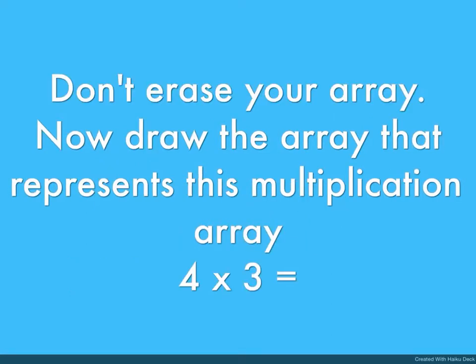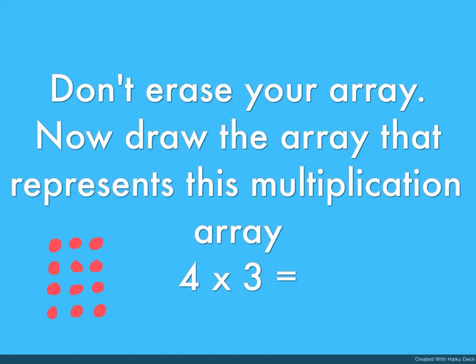Don't erase your array. But now, on another part of your board, draw this array. Draw the array that represents this multiplication problem, 4 times 3, or 4 groups of 3. As you notice, we have the same factors as our other multiplication problem, but the factors have traded spots.